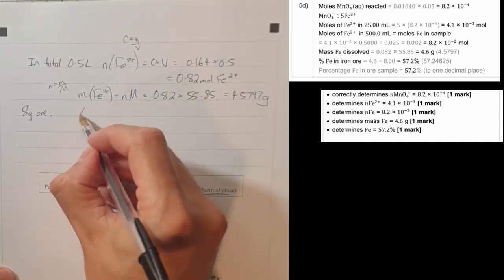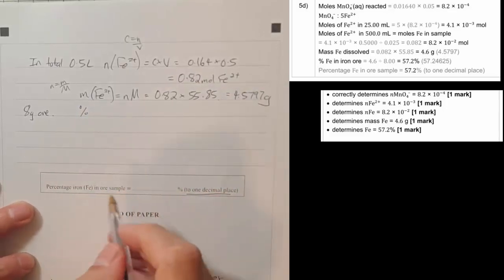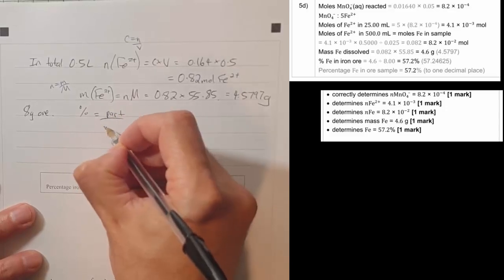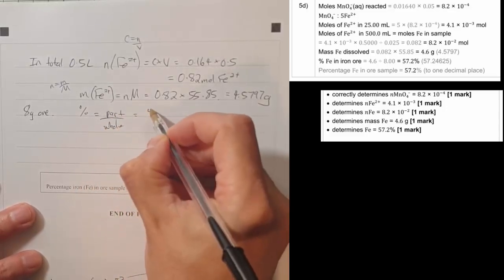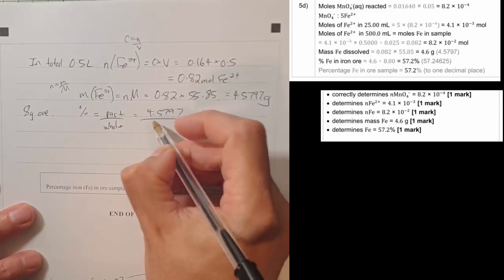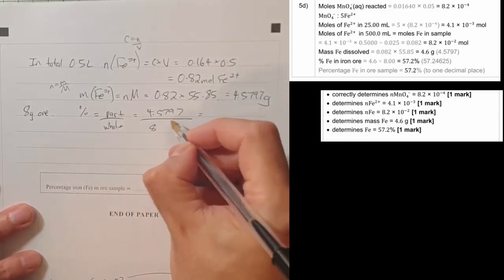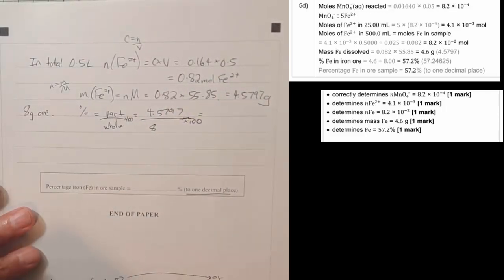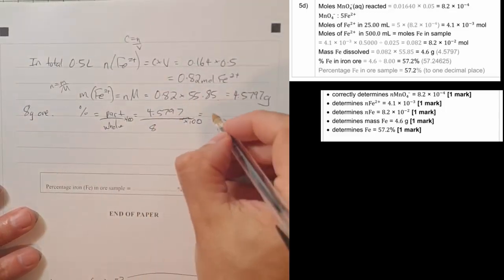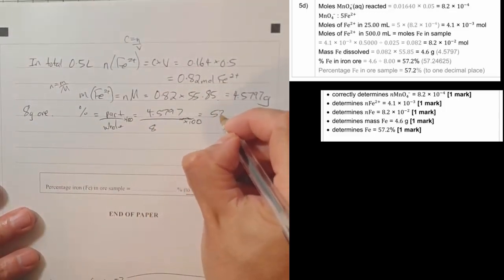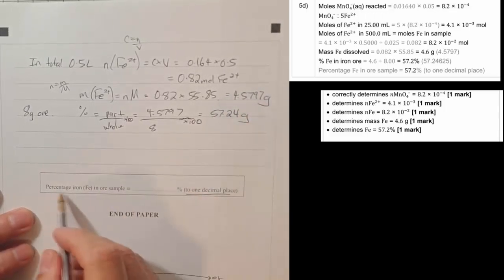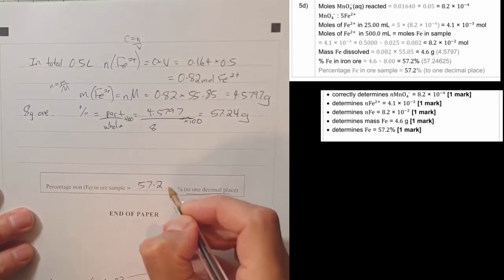Grams. So percent iron is part divided by the whole. So we got 45.797 grams, and that was out of 8, times 100. So divide that by 8, and that gives us 57.24. So 1 decimal place, 57.2.